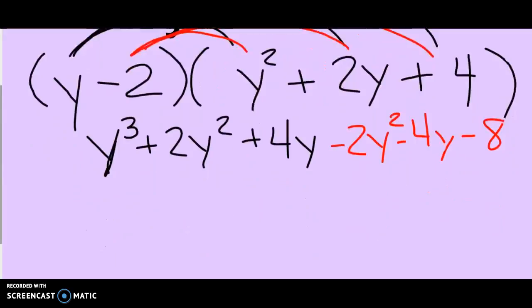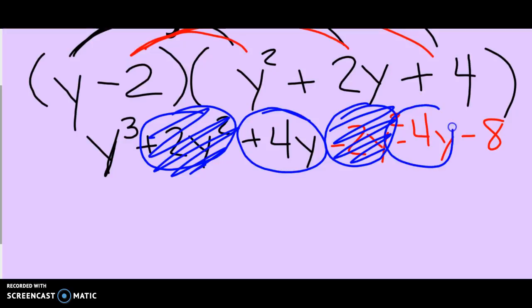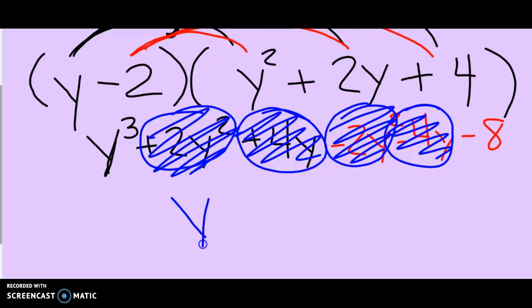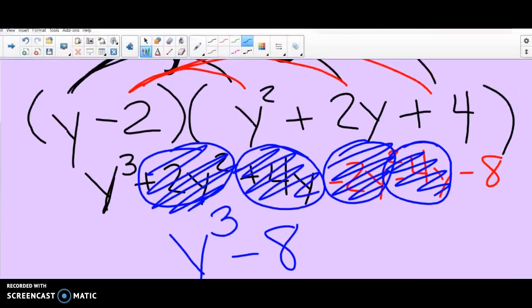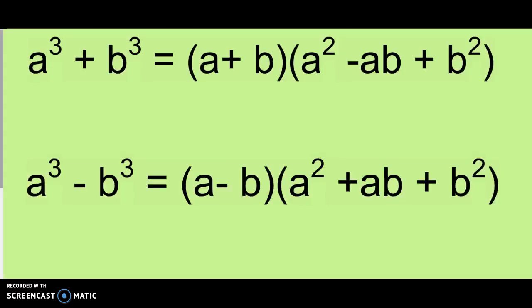Now let's go and cancel out things that are the same, and you're going to see what's going to cancel out. You've got a positive 2y squared and a negative 2y squared. Those will make 0, right? The additive inverse property. Next, positive 4y and negative 4y. Oh yeah, those are going to go. So the only thing left is y cubed minus 8, which is exactly what we had in the beginning. All right, let's go try one more. Those are the rules if you want them.